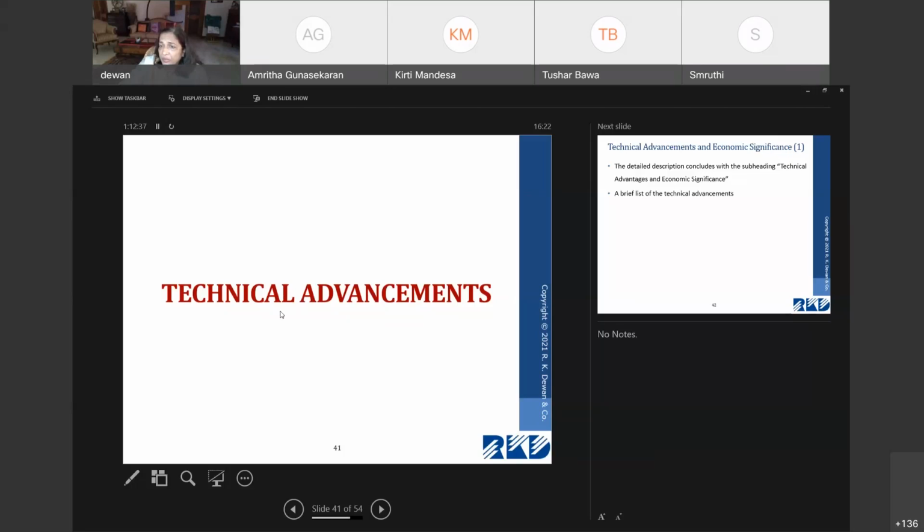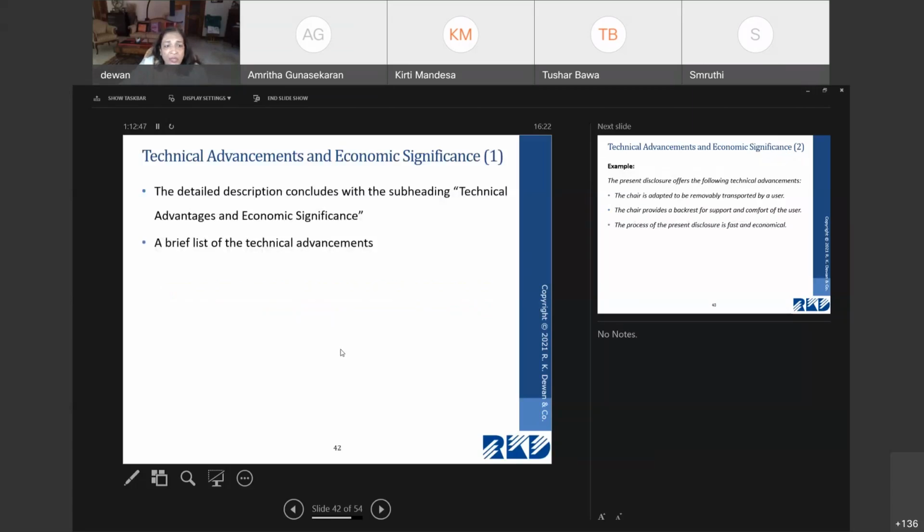Now, technical advancements. This is the way we can show technical advance. According to the Indian patent law, the inventive step has been defined as either technical advantage or economic significance. So you can have both or you can have one.